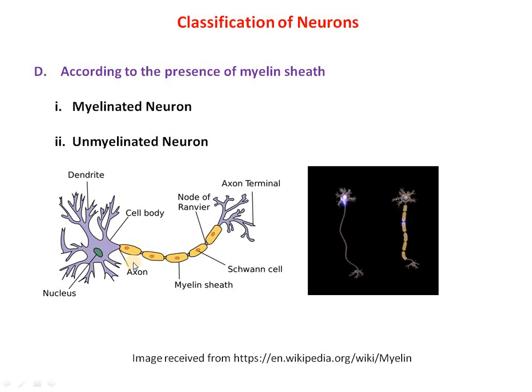So neurons which have myelin sheath are called myelinated neurons, and neurons which lack myelin sheath are called unmyelinated neurons. So here you can find this is the myelinated neuron, and this is an unmyelinated neuron. And the impulse propagation in the myelinated neuron is faster than the impulse propagation in the unmyelinated neuron.